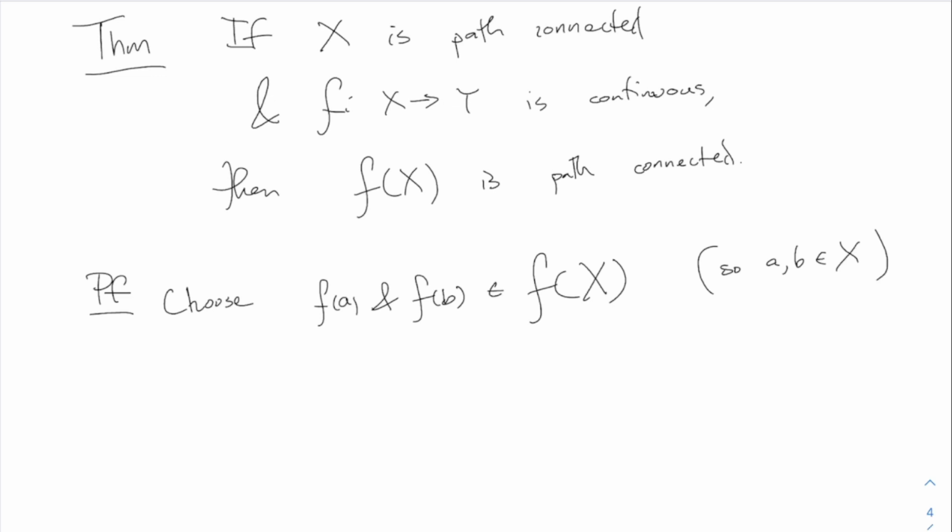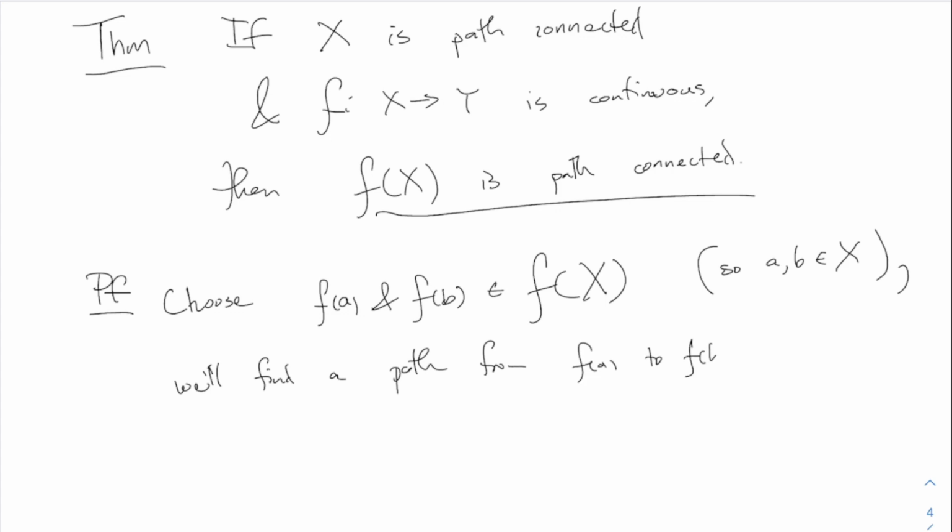I'm choosing two points in that set, f of X, which I'm trying to show is path connected, and then we'll find a path from f of A to f of B. That is, it has to be a continuous function. I.e., maybe I'll just spell that out.